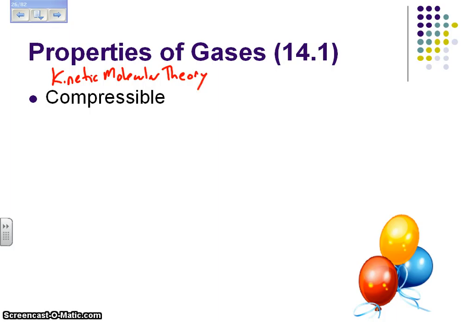Another property of gases is that they're compressible. We can take a large volume of gas and compress it down to fill up a very small space. Two places where we might see this are in CO2 cartridges that you use for paintball and propane tanks.